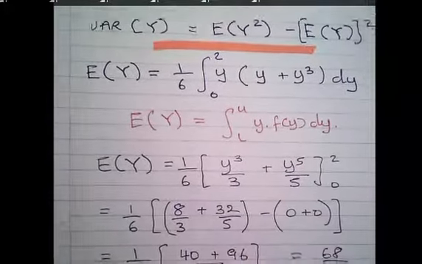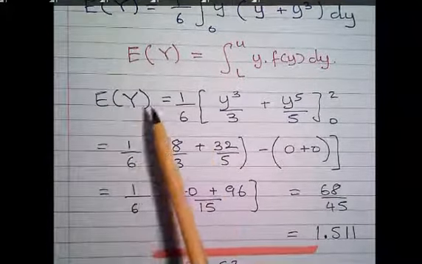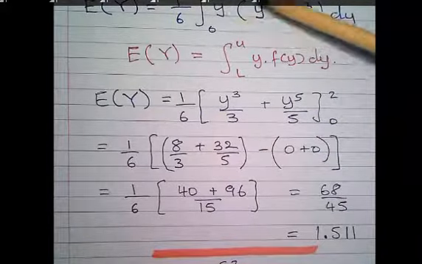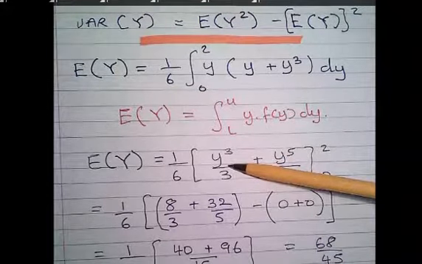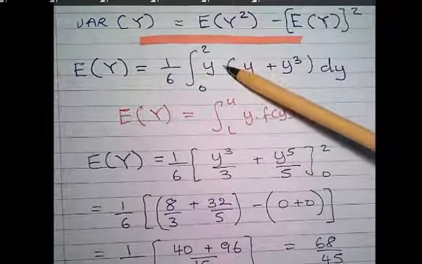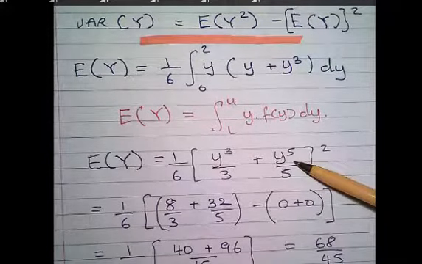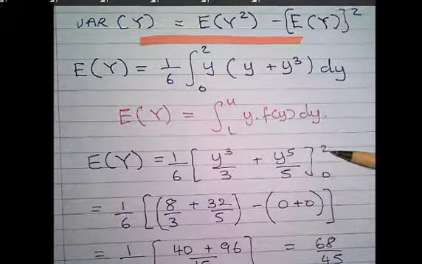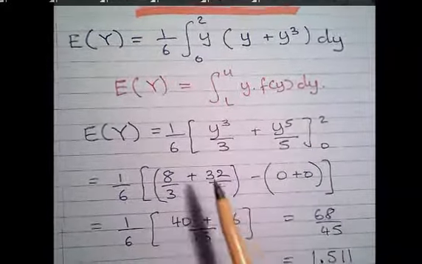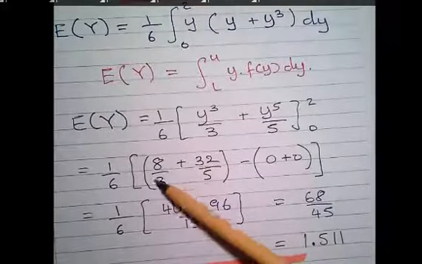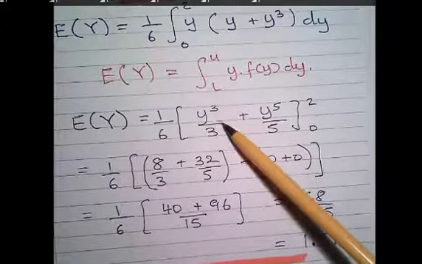So this is a definite integral again. E of y equals 1/6. Y times y is y squared. When we integrate that, we get y cubed over 3. Y times y cubed is y to the 4. When we integrate that, we get y to the power 5 over 5. And we evaluate between the upper and lower limits of 2 and 0. When we evaluate it at 2, we get 8 over 3 plus 32 over 5. And when we evaluate it at 0, we get 0 plus 0.